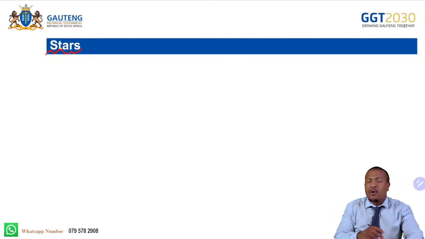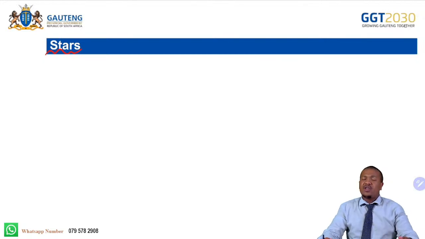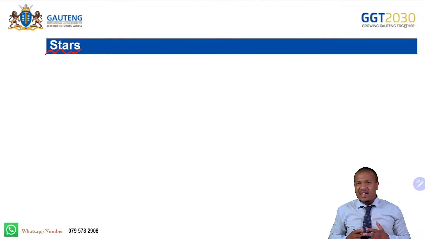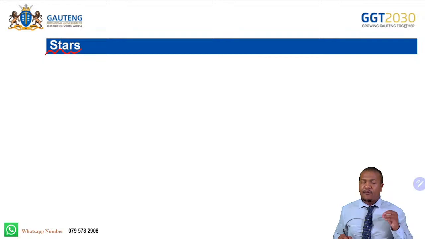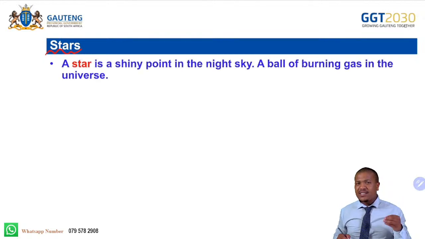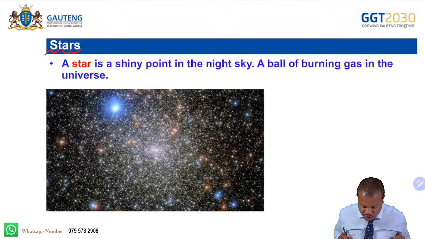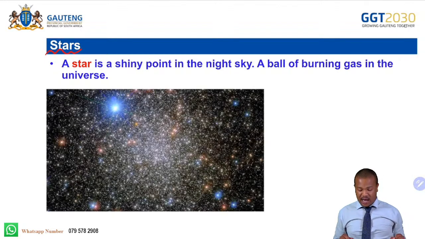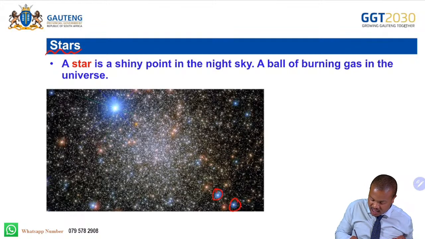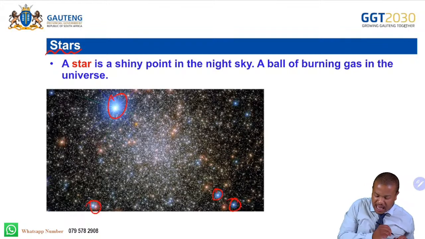Today we're talking about stars, right? And mainly talking about their birth, their life, and death. But before that, we need to understand what a star is, right? So a star is simply what? A shiny point in the night sky or a ball of burning gas in the universe, right? Sometimes we look up the sky and we see some shiny points like these ones, right? These represent our stars.